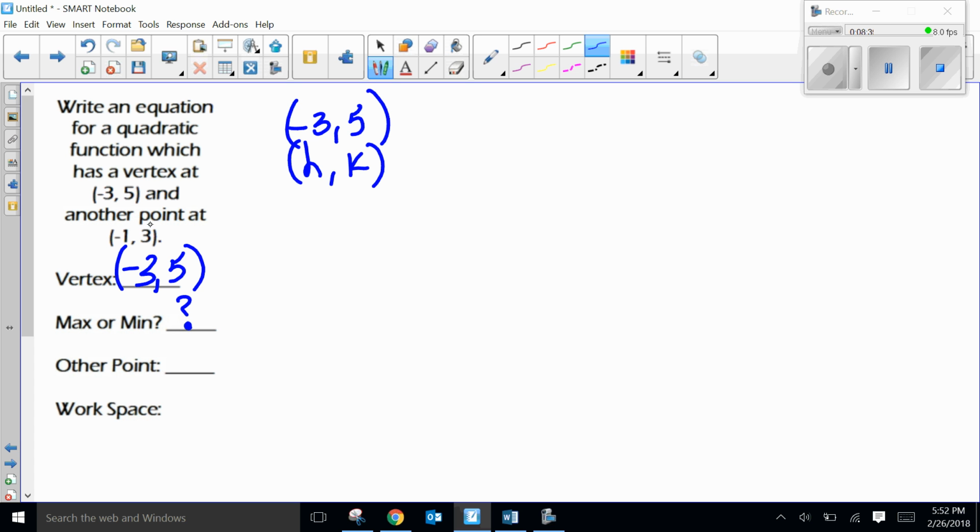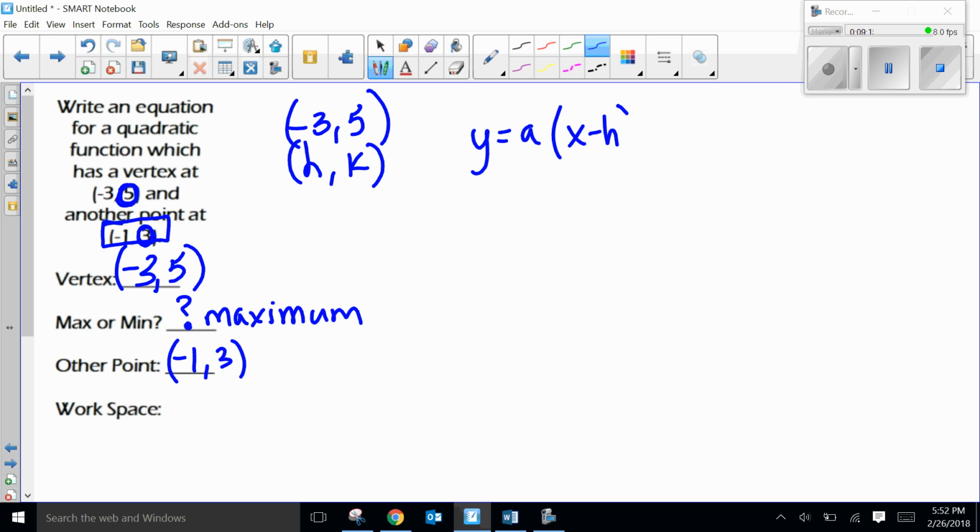I could think about, if I have another point, is this point below that point or above that point? I'm really focusing on my y value. So 3 is below 5. Since it's below my vertex, that means I must have a maximum. Then another point, they gave it to me, so I have (-1, 3). Okay, so I'm going to use my vertex form, y equals a(x minus h) squared plus k.